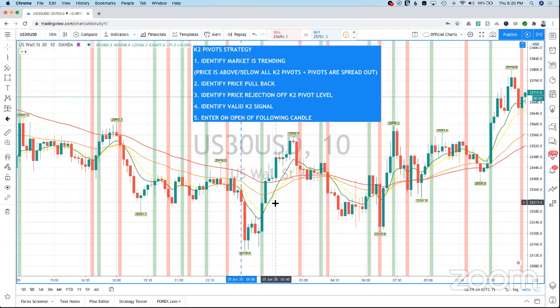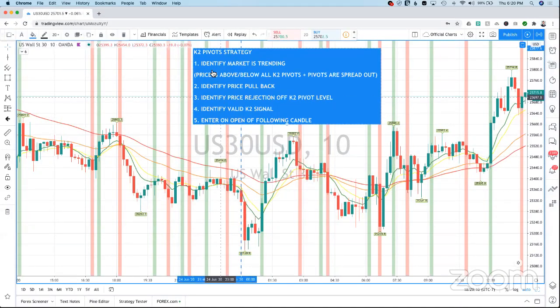So there's no entry after it, but right before it, right here, there was an entry. So at 11:40, so 20 minutes before London Open, there was actually an entry right here. So we identified the market was trending down. We identified a price pullback, so price came down, pulled back, came down, pulled back right here because price was trending down, so it shot up, pulled back right here. Number 3, we're going to identify a price rejection off the K2 pivot level. So right here it came down, shot up, rejection off this level 4 right here.